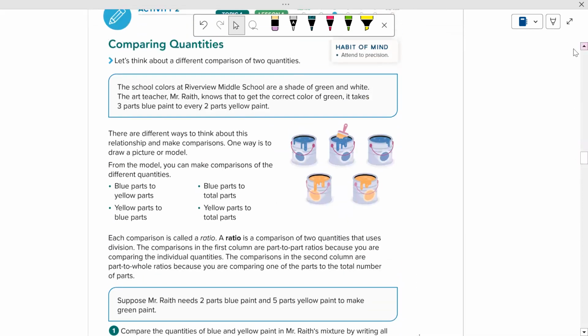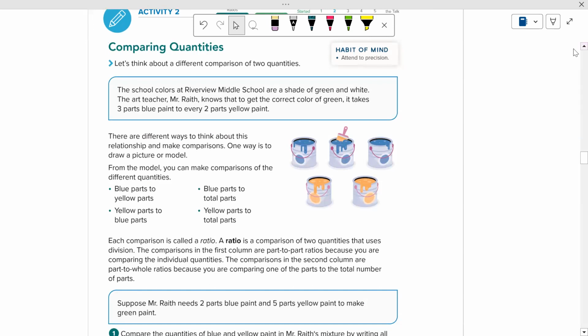So now we're getting a little bit into more ratios. We're starting to dive a little bit in. So we're going to read a little bit of information here. We're going to think about the different comparisons of two quantities. The school colors at Rearview Middle School are a shade of green and white. The art teacher, Mr. Wraith, knows that to get the correct color of green, it takes 3 parts blue paint and then 2 parts yellow paint. So it's only green and white.